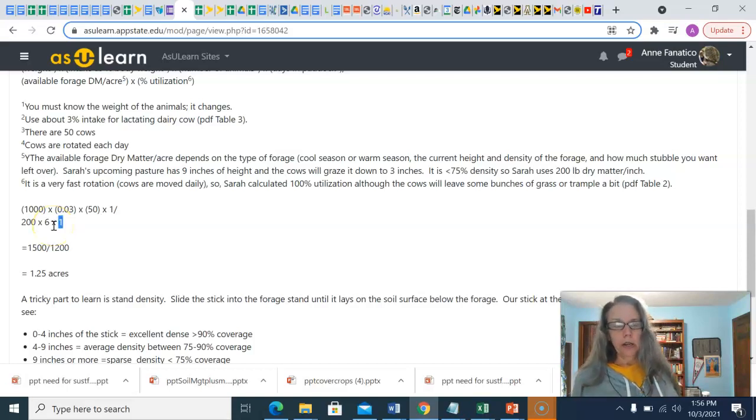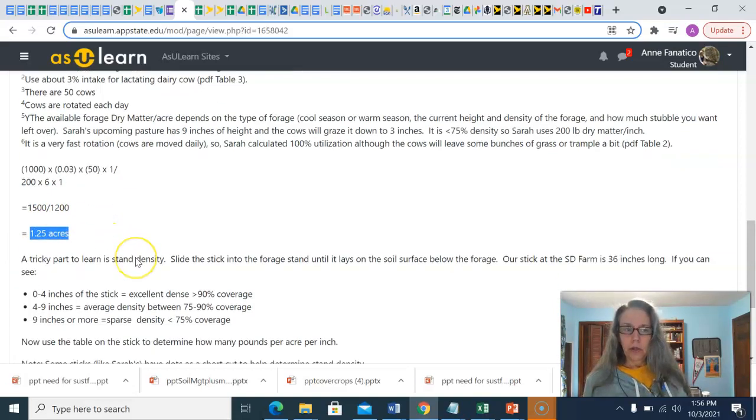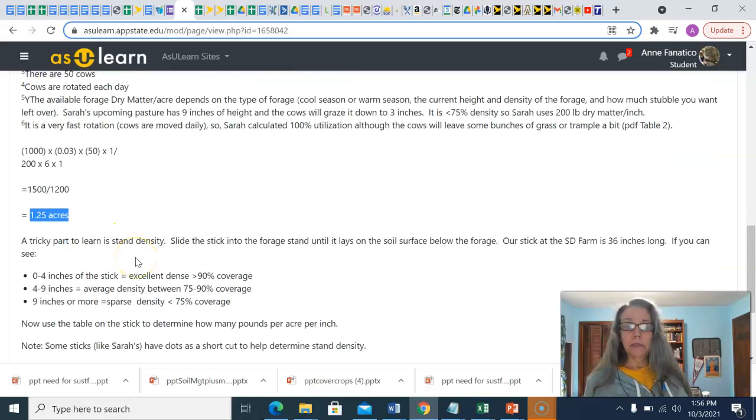We don't get that high utilization at the SD farm. Ours is more like 60% or 70% because we don't move the animals every day. So she divided numerator by denominator, and she got that she needed 1.25 acres for 1 day for the herd of 50 animals.